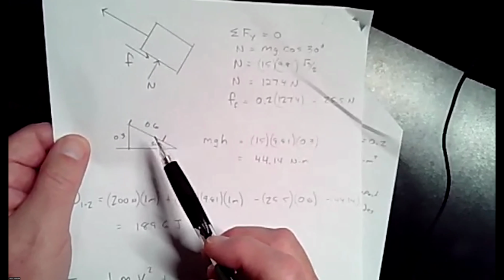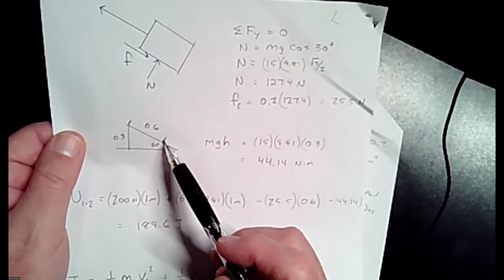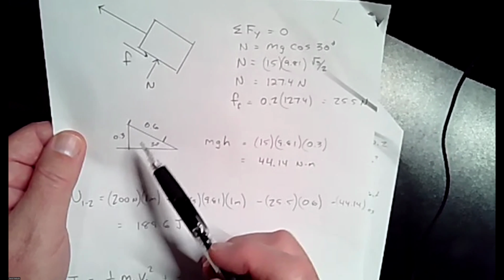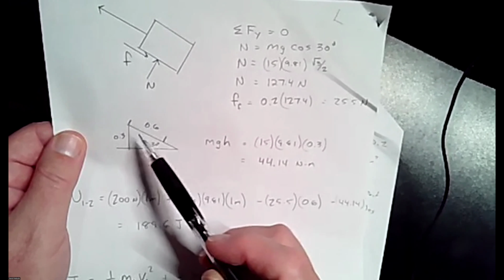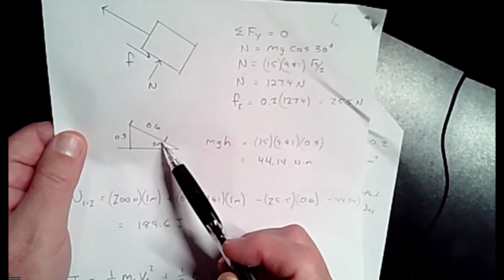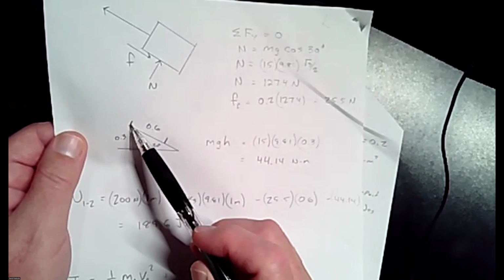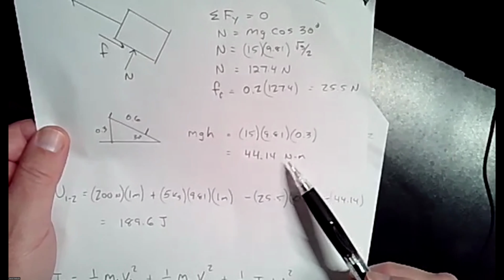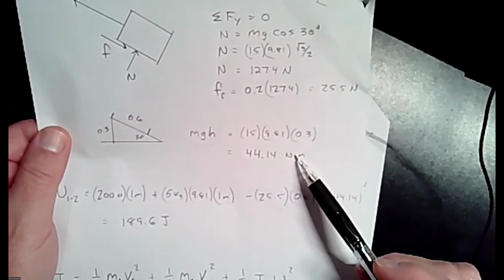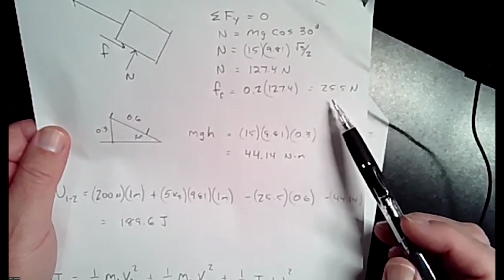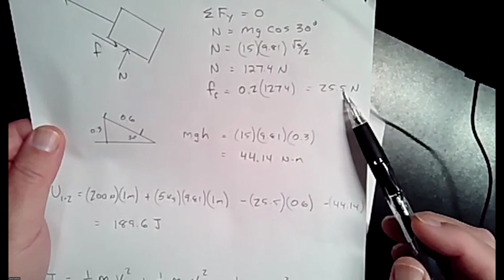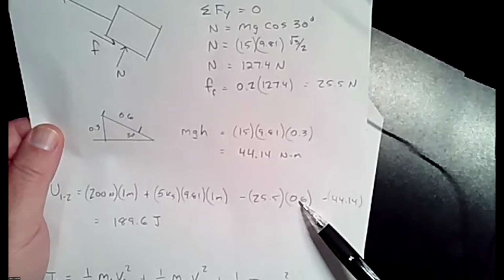And we know that earlier we figured that in this first part, this is again when the velocity hits the ground, this B is going to have moved 0.6 meters. So that means because of a 30-degree angle, this is going to have risen 0.3 meters. So we have that much. We have 44.14 newton meters there. And for the friction force, we have 25.5, and that's going to be times 0.6 also.